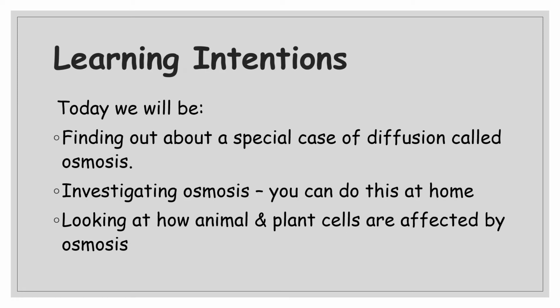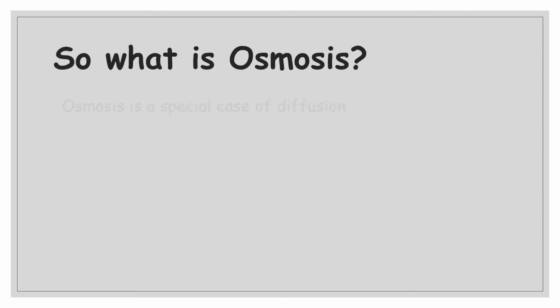So in terms of learning intentions, I'm going to talk you through what osmosis is all about. Investigating osmosis, so what we can do in school, but also something you can do at home. And we'll then look at how animal and plant cells are affected. So what is osmosis? Well, as I've said before, it's a special case of diffusion. So as I go through this definition, if there's any aspect of the definition missing, then it's not osmosis. It may just be diffusion.